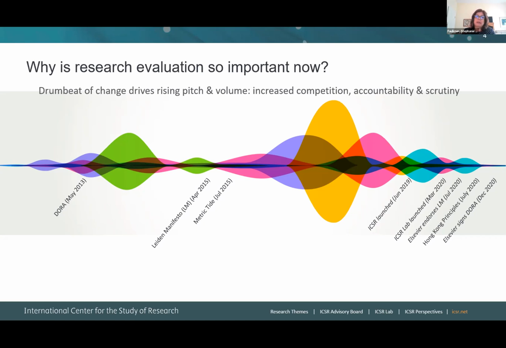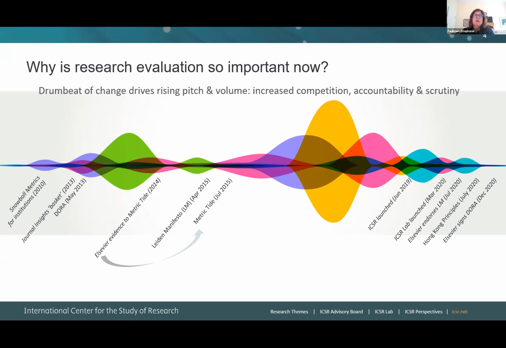I also want to call out the establishment of the ICSR, which Andrew and I are a part of, and that was launched in 2019. And you'll see that in mid and late 2020, Elsevier, our parent organization, endorsed not only the Leiden Manifesto, but we are also now a signatory of DORA. I'll talk more about that a little later in the presentation. I'm going to pop up a few other things now just to illustrate that Elsevier has been walking the walk when it comes to responsible use of metrics in research evaluation for over 10 years. It even predates DORA. I'm hoping this gives you an indication that we've been doing a lot of things for quite some time.